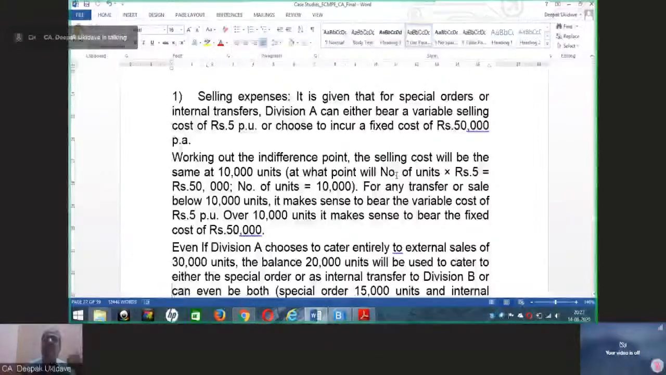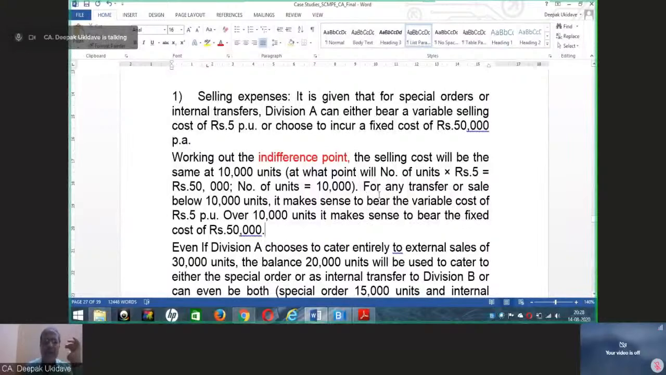Generally we don't do fixed cost upon variable selling cost. This is not a formula or something. It is a matter of understanding. Please understand, we are calculating the indifference point. So I am highlighting here the indifference point, and that indifference point comes to 10,000. At 10,000, division A is neither at profit nor at loss, because if 5 rupees selling cost is incurred, it also comes to 50,000. Fixed cost of 50,000 is incurred anyway, whether you manufacture 10,000 or otherwise.